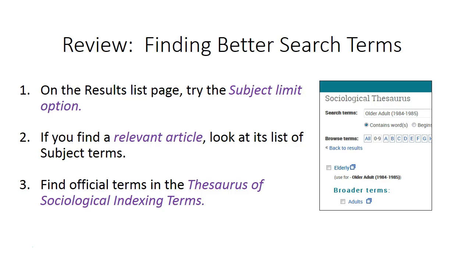Let's quickly review the 3 ways to find better subject terminology. First, from the results list page, you can click on the subject limit option and look through the list of terms that are connected in some way with one or more articles in the results. A second, more focused method is to look through your results list and find the most relevant hits, go into their full records, and take note of the subject terms assigned to them. Finally, you can identify the official American Sociological Association terms using the Thesaurus of sociological indexing terms. It's available in print, but also online within the SocAbs database.